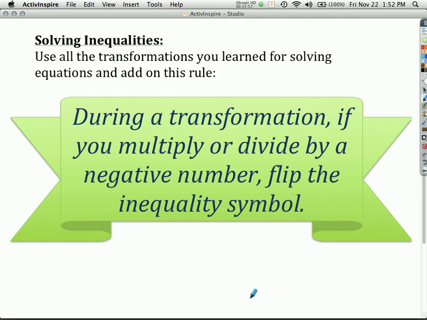What do I mean by that? I mean it's a question that you're going to constantly have to ask yourself over and over again. Did I multiply or divide by a negative number? Oh, I did? I have to flip the symbol. Oh, I didn't at any point? Then I leave the symbol alone. If right now you have no idea what I'm talking about, don't worry. In a couple of minutes, it should start to become more clear.